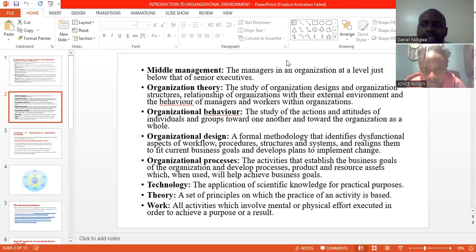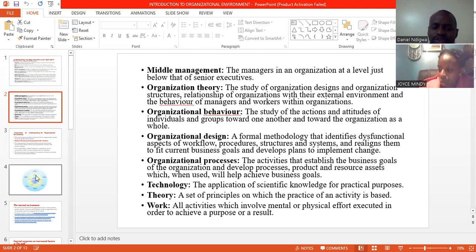So there's a theory called theory X and theory Y. And it talks about employees' attitude towards work. So basically, those theories help you to understand various aspects within the organization. Then the last one is work. All activities which involve mental or physical efforts executed in order to achieve a purpose or a result. So when you are going to work, you have to achieve a certain purpose or you have to give a certain result.